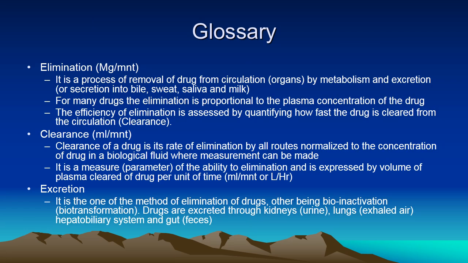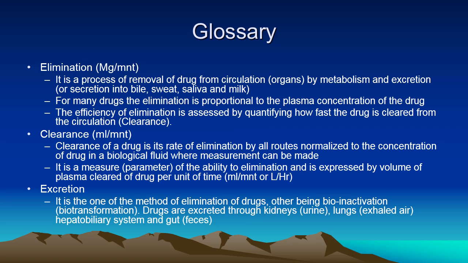Now, closely related terms are elimination and excretion. Elimination is the process of removal of the drug from circulation by metabolism and excretion. Excretion here indicates secretion as well. For many drugs, the elimination is proportional to the plasma concentration, as I told you earlier, and the efficiency of elimination is assessed by quantifying how fast the drug is cleared from the circulation, and that is called clearance.